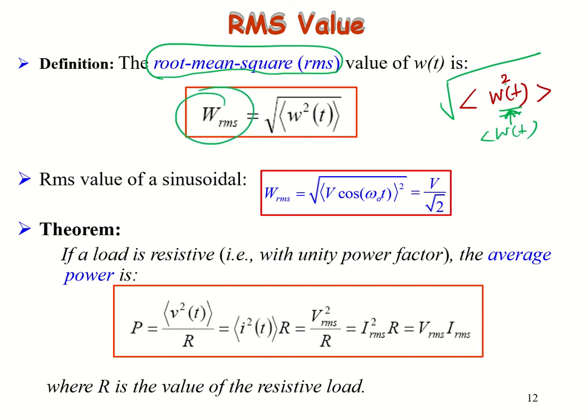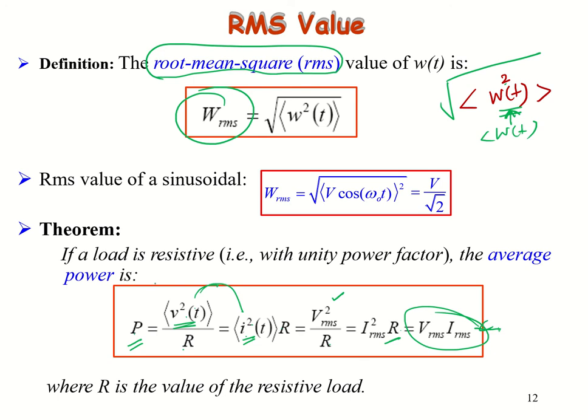For the power case, we know that power can also be represented as V squared over R or I squared times R. If we put the RMS values of the signals here, this becomes V RMS squared divided by R, or I RMS squared multiplied by R, or simply V RMS times I RMS. We can calculate the power in terms of the RMS values only.